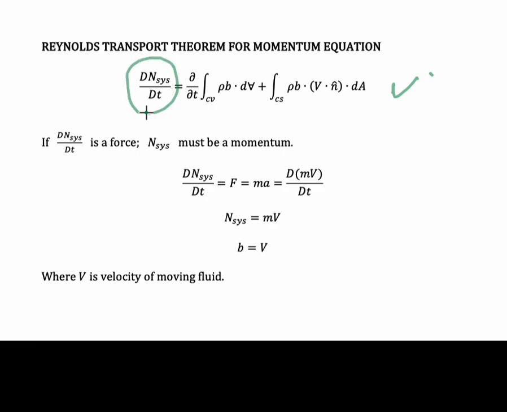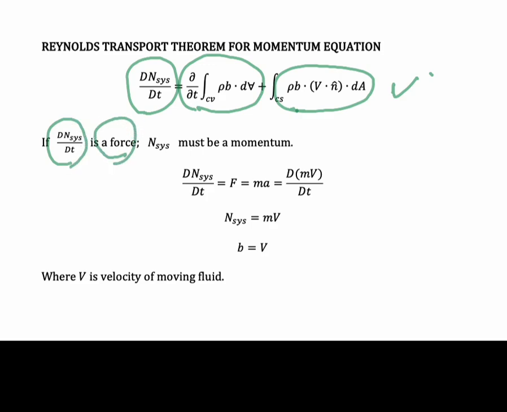We have dN system over dt is equal to d/dt of the integration over the control volume of rho b dV, plus the integration of rho b Vn dA. And then in this discussion, we want to calculate a force. It means that the dN/dt here must equal force. So the idea is force is equal to ma.